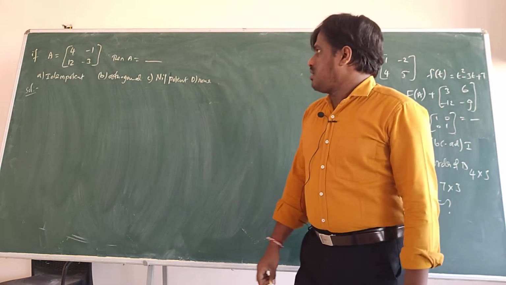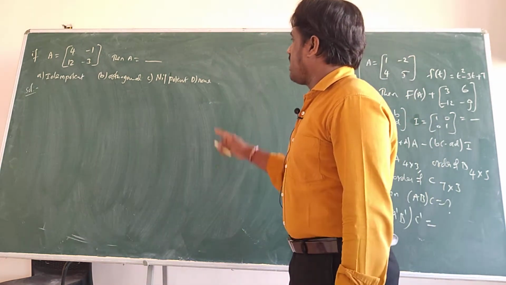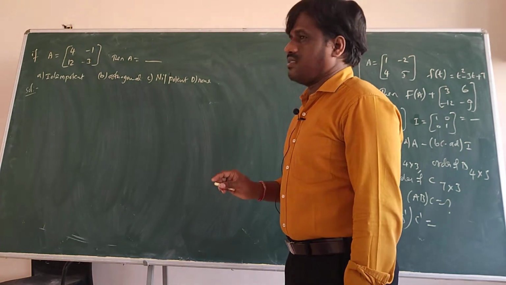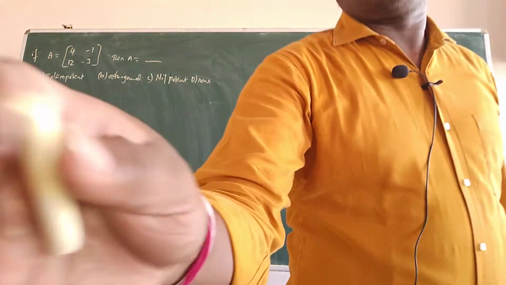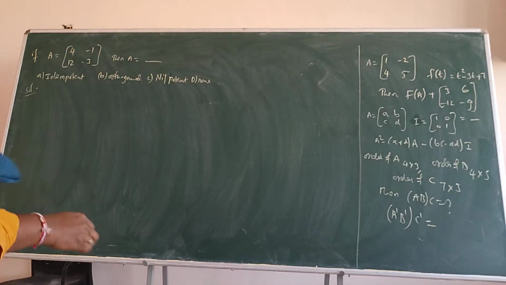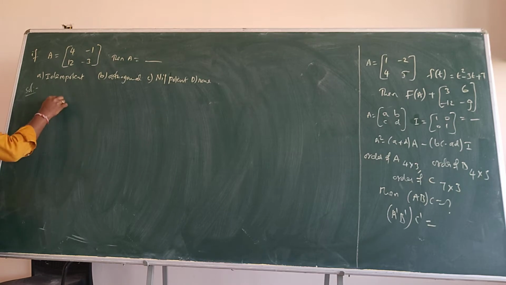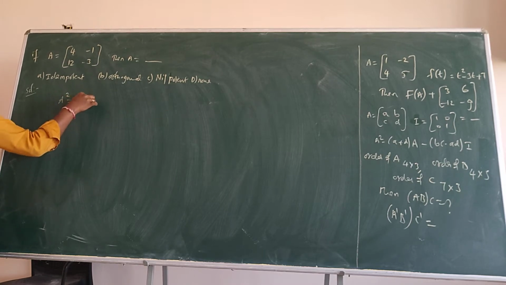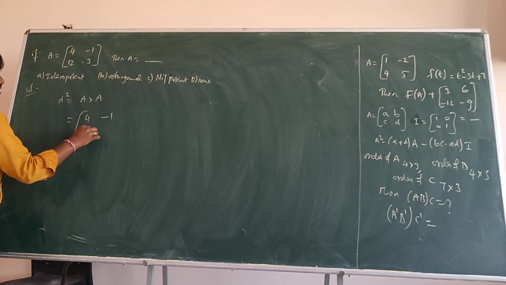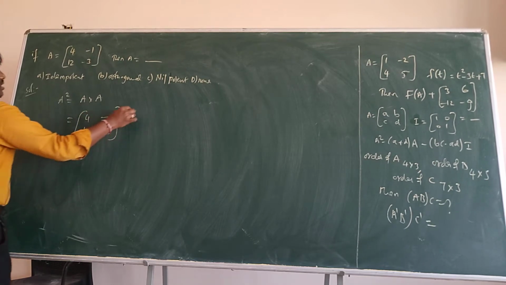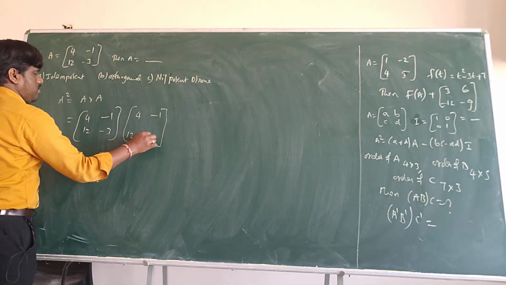Okay. Now A is equal to [4, -1; 12, -3]. The question asks which type of matrix A is. Can you find it out? So now we will find the A square value. A square is equal to A into A, so [4, -1; 12, -3] into [4, -1; 12, -3].